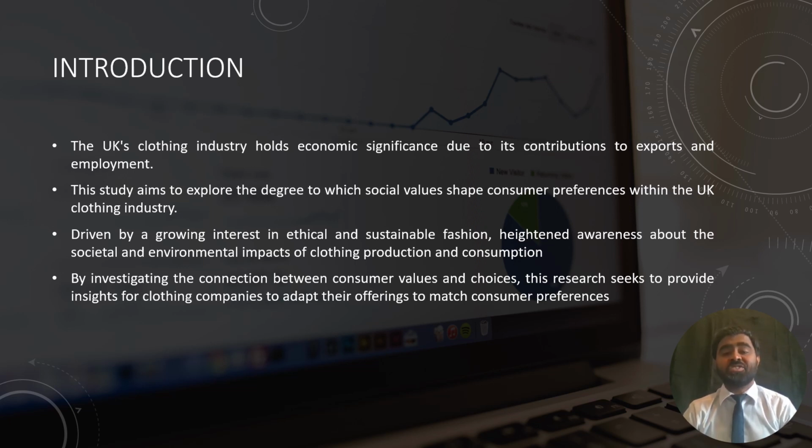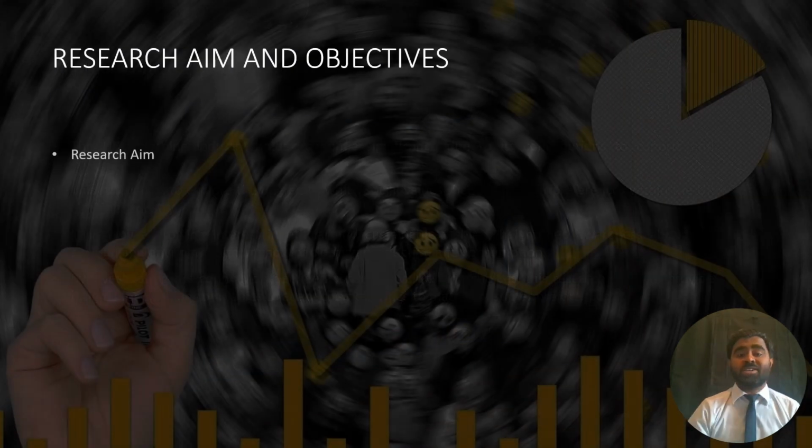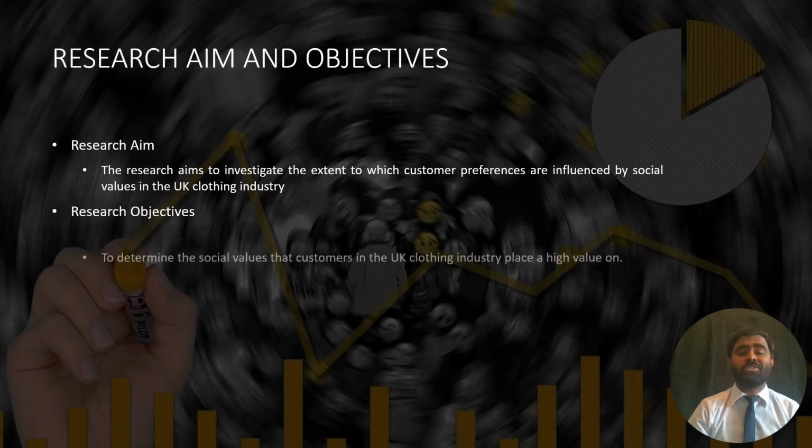Driven by an increased interest in ethical and sustainable fashion, increased awareness about the societal and environmental impact of clothing production and consumption, particularly as a result of the COVID-19 pandemic, has resulted in a shift in consumer behavior, including a preference for conscious consumption and online shopping. This research intends to provide insight for apparel firms to alter their offerings by investigating the relationship between customer values and choices. In this slide, I am talking about research aim and objective.